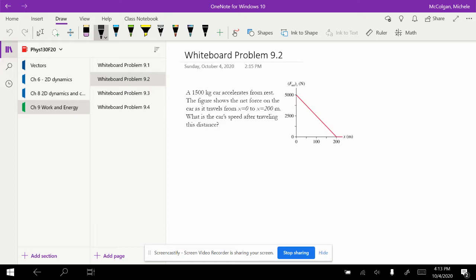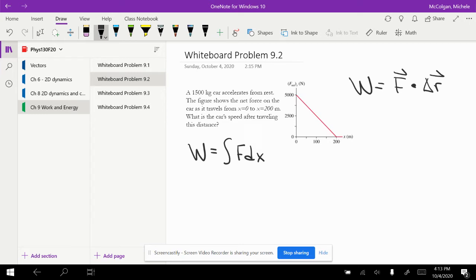So looking at this graph, we can see that our force isn't constant. And so if we're thinking about work, then we need to use the integral. So we're going to say work is equal to the integral of F dx. Now, remember that work is equal to the force dot product delta r, and delta r is the path along which we're moving.